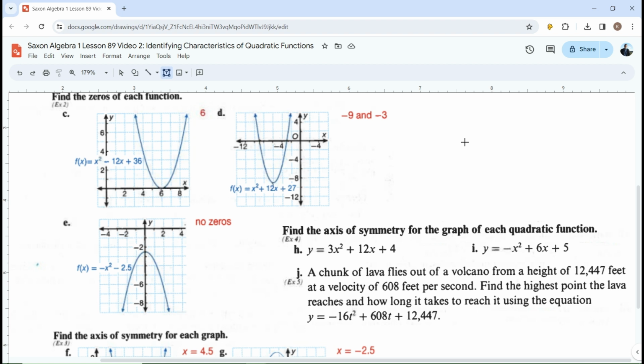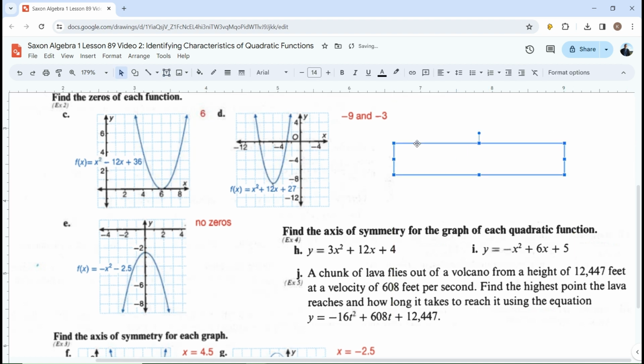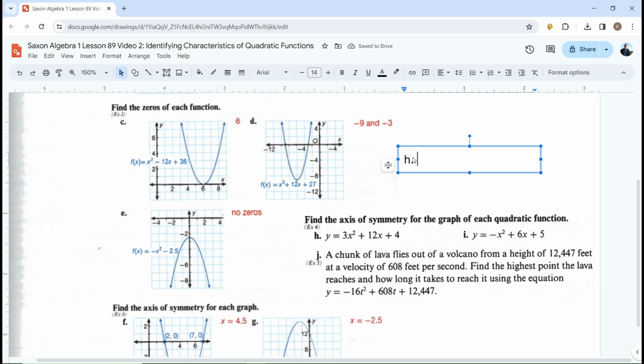So we're going to calculate this for H and I. This is going to be an actual calculation part of this lesson. For letter H, we need to calculate the axis of symmetry. My letter A is 3, B is 12, and I ignore C, which is 4. Remember, this is ax squared plus bx plus c. My equation for axis of symmetry is x equals negative b over 2a.